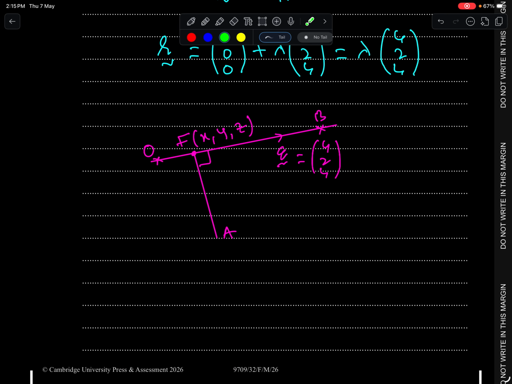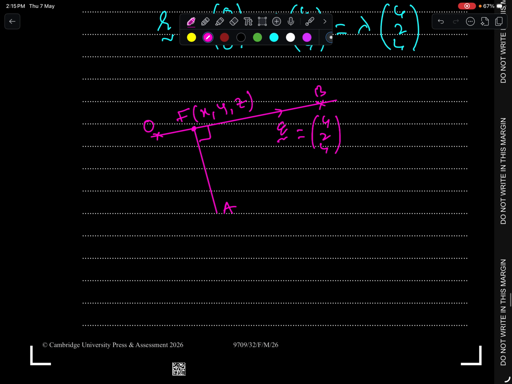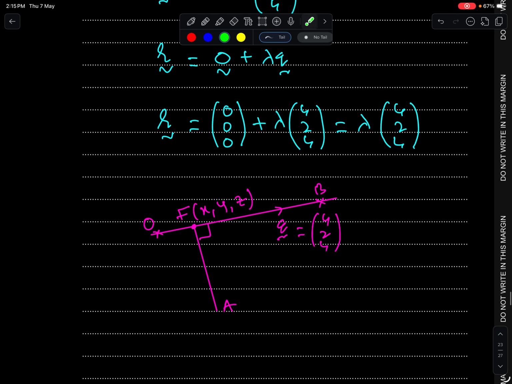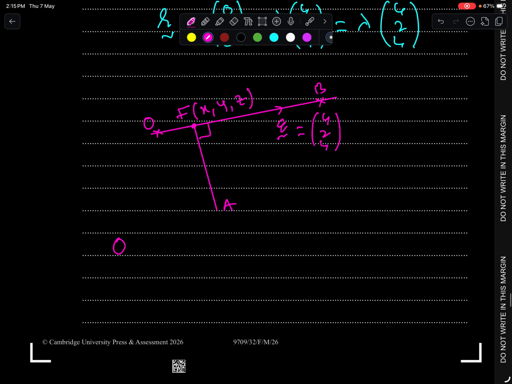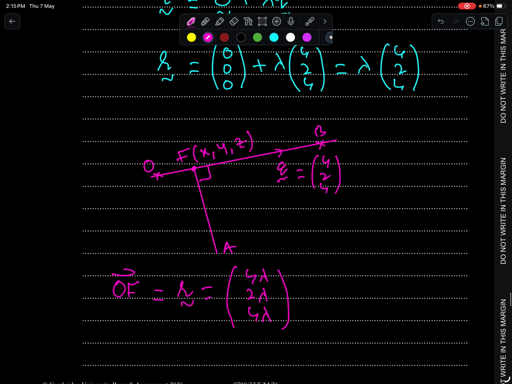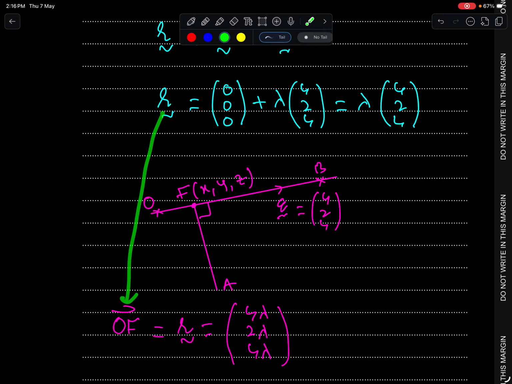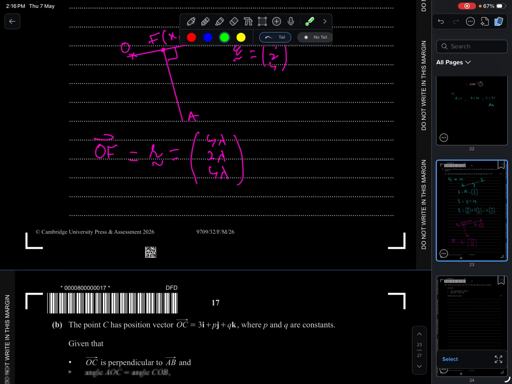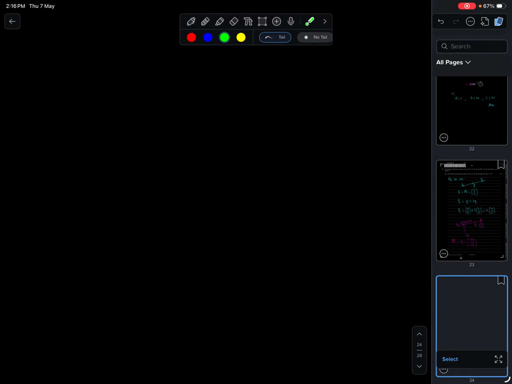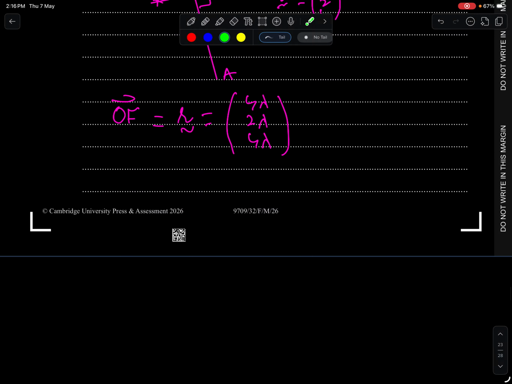Now the most important thing while solving this shortest distance: get F, the OF vector. Since F is on this line, replace R of the line by OF. Remember, we always replace this R by OF. So OF is 4 lambda, 2 lambda, 4 lambda. I replace this R by OF and multiplied lambda with this. This is the first and most important step: get the foot of perpendicular by replacing R of the equation.